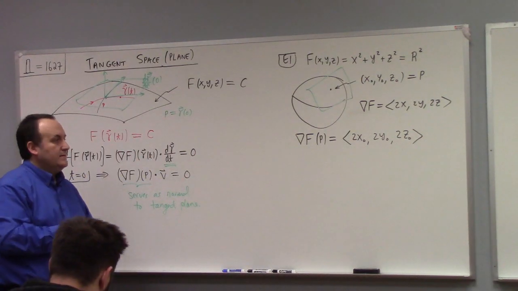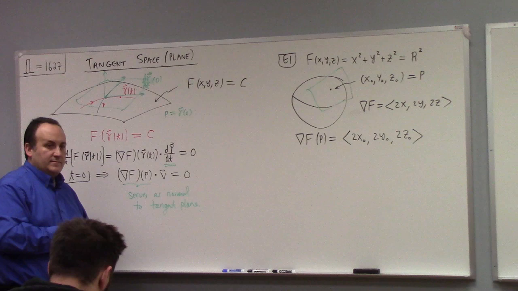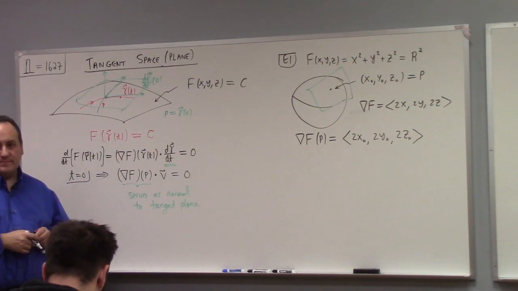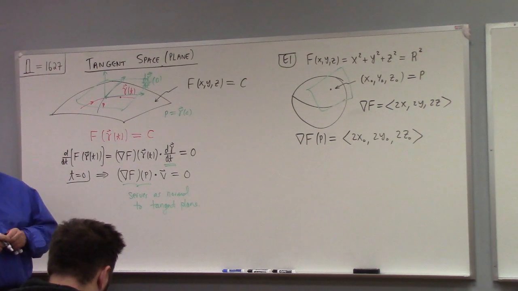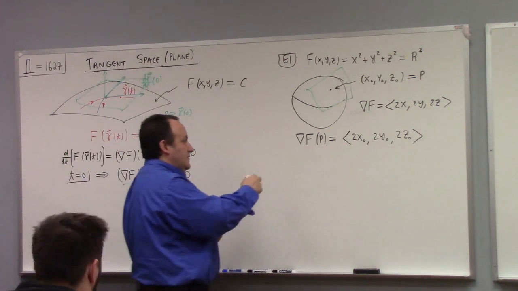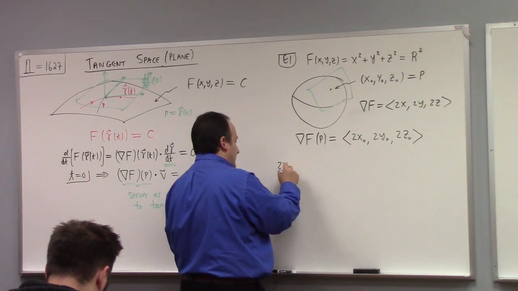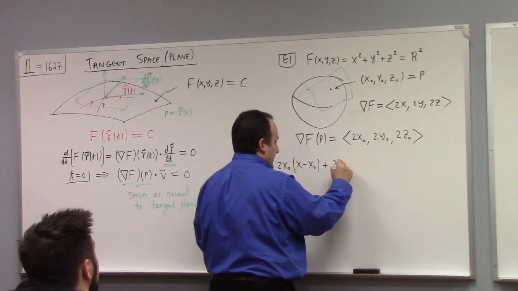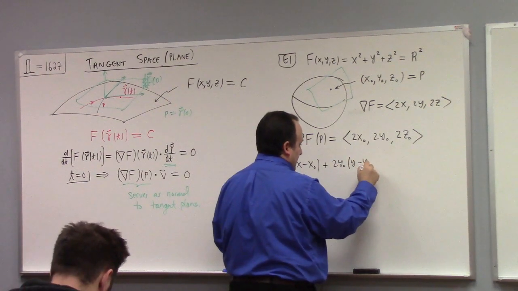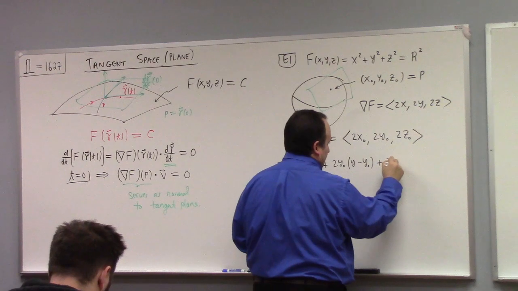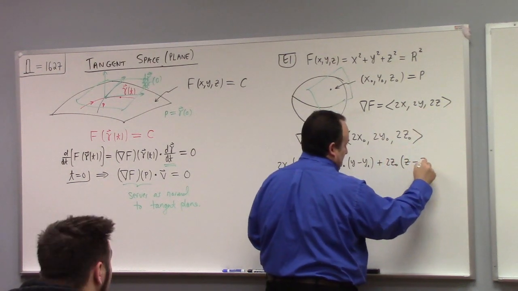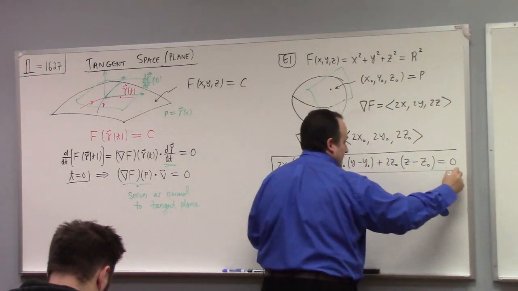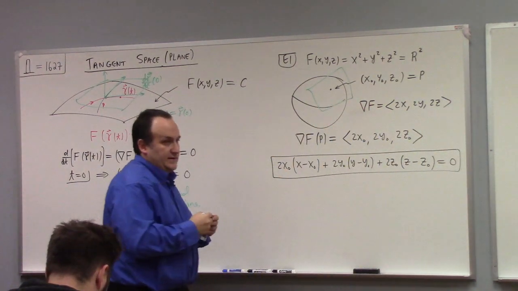So what's the equation of the tangent plane then? That's its normal, right? What's a point on the tangent plane? Well, this point, x naught, y naught, z naught, right? So the equation of the tangent plane would just be 2x naught times (x minus x naught) plus 2y naught times (y minus y naught) plus 2z naught times (z minus z naught) equals 0. There you go. That is the equation of the green tangent plane right there.